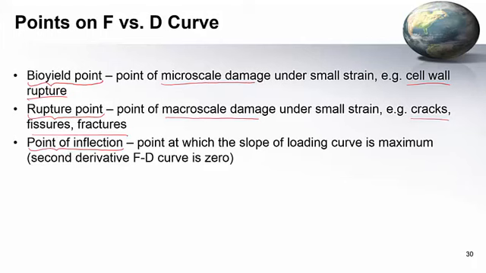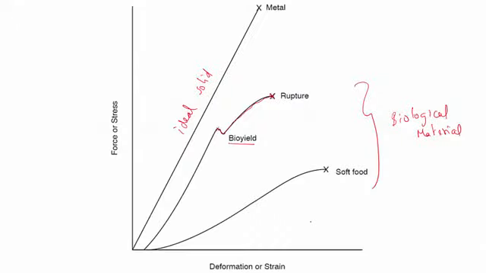The point of inflection is the point at which the slope of the loading curve is maximum, meaning that the second derivative of the curve is 0. The slope is maximum, that means the second derivative is 0. So you look for that maximum slope and you call that the point of inflection.